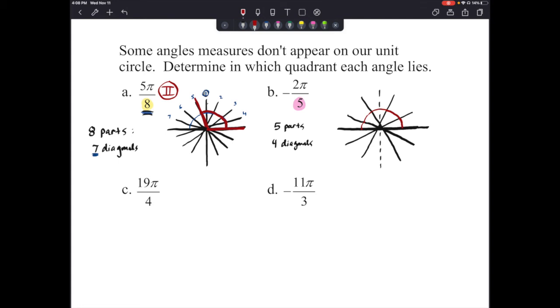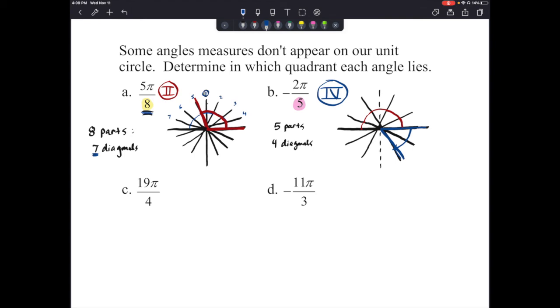Now let's count our negative 2 pi fifths. We'd start here and say 1, 2. That one's actually pretty easy. So our angle is this angle right here, and negative 2 pi fifths ends up being in the 4th quadrant. You still need to know how to draw them if you need to, and that's why we're practicing this.